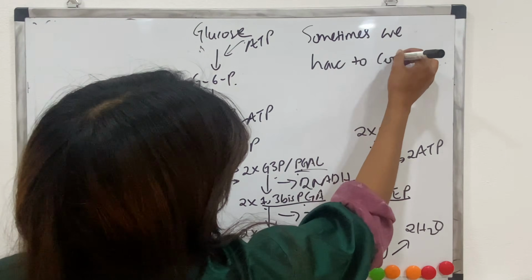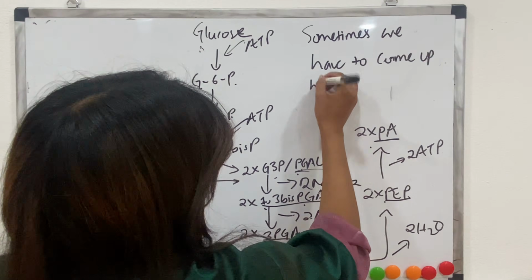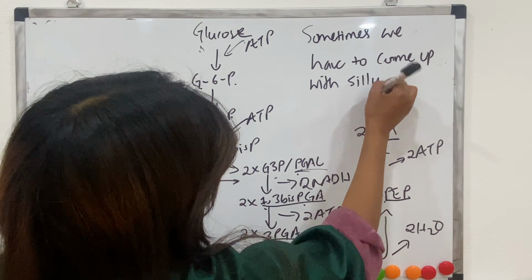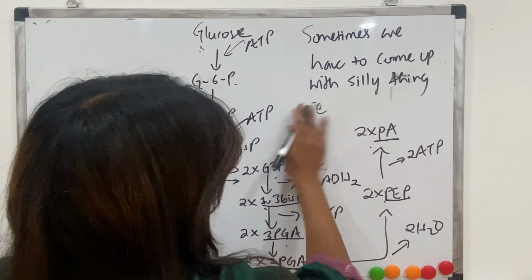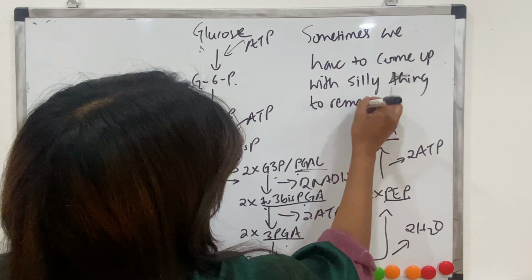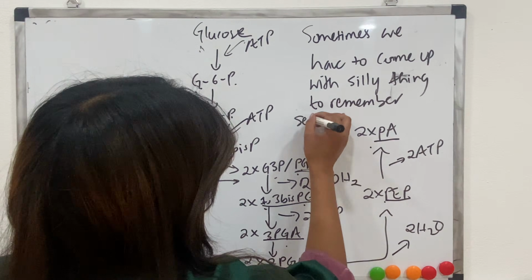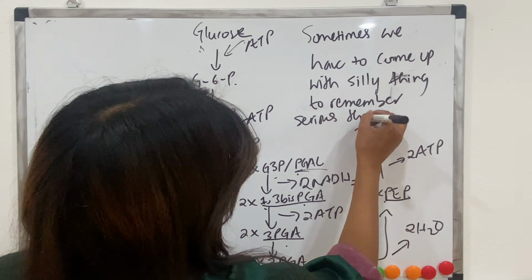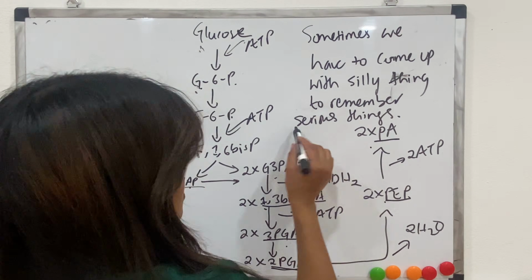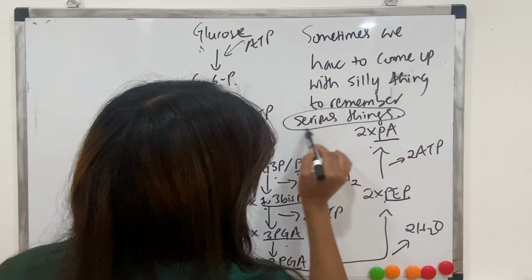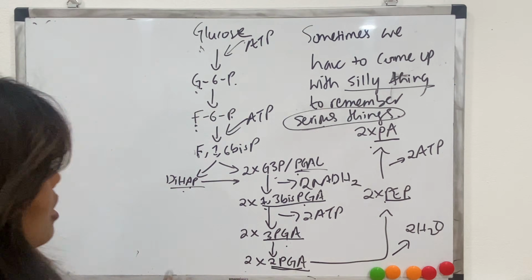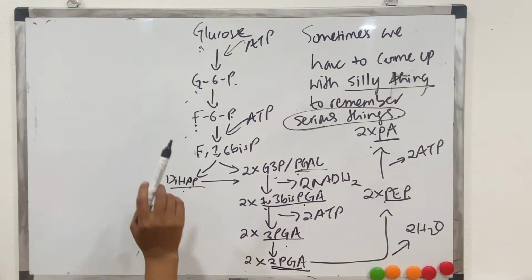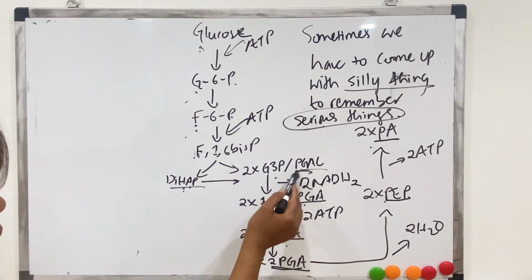So remember, sometimes we have to come up with silly things to remember important things, okay? Sometimes we have to come up with silly things to remember serious things. So, if you can't remember an important thing, you can come up with a silly thing, create something, so that it helps you to recall easily. And that's the technique to remember the lesson for the long term.